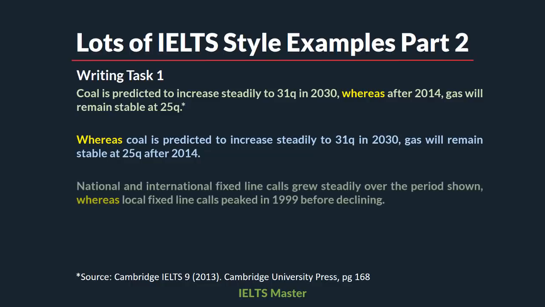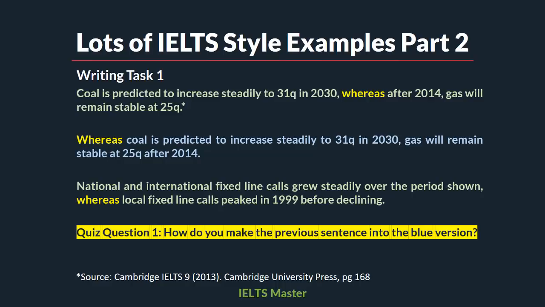All right? Next, national and international fixed line calls grew steadily over the period shown, whereas local fixed line calls peaked in 1999 before declining. All right, next. What's this? We have a quiz question. How do you make the previous sentence into the blue version? So how do you take whereas and move it to the beginning of the sentence?